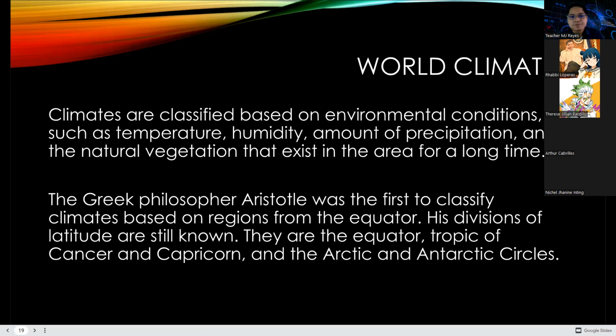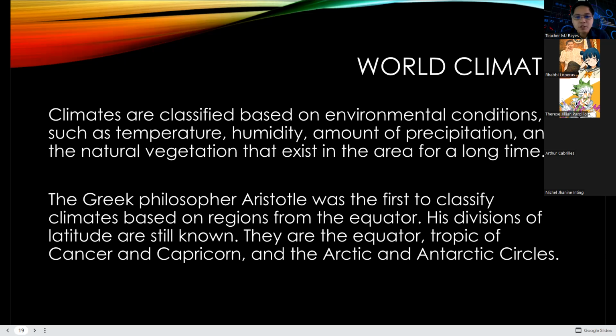World climates. Now, those are local climates. We also have world climates. World climates are classified based on the environmental conditions, such as temperature, humidity, and amount of precipitation or rainfall, and the natural vegetation that exists in the area for a long period of time.